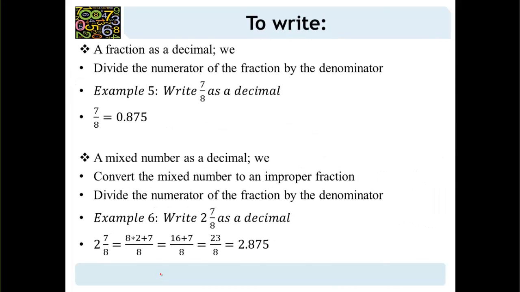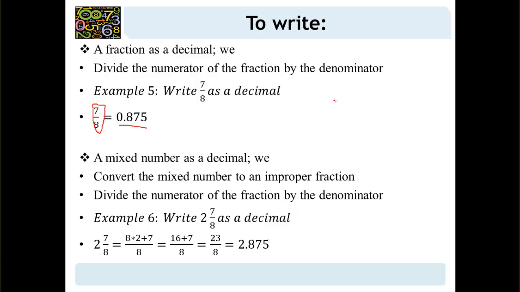Now, to write a fraction as a decimal, what do we do? All we have to do is divide the numerator of that fraction by the denominator. So if we want to write 7 out of 8 as a decimal, we just have to do 7 divided by 8. And that gives us 0.875. 7 over 8 is the fraction, and 0.875 is the decimal.